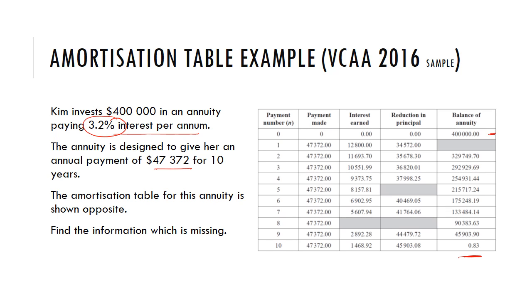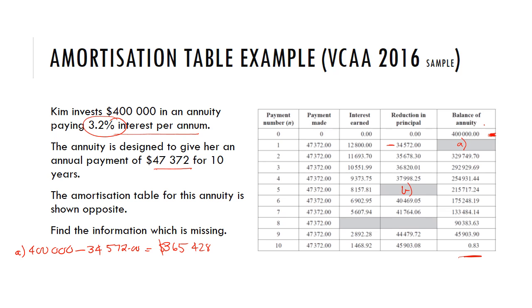For the amortisation table, the annuity is shown here, and we want to find the information that's missing. The very first thing for part A is to find the balance after that first payment has happened. Remember, the balance of our annuity is given by the previous balance, this $400,000, minus our principal reduction. So for part A, we're doing 400,000 minus our principal reduction, which was $34,572, and that gives us a balance remaining of $365,428.